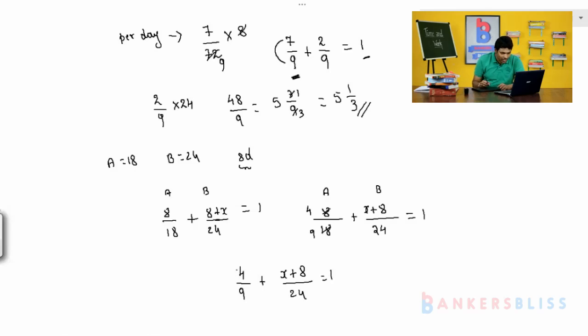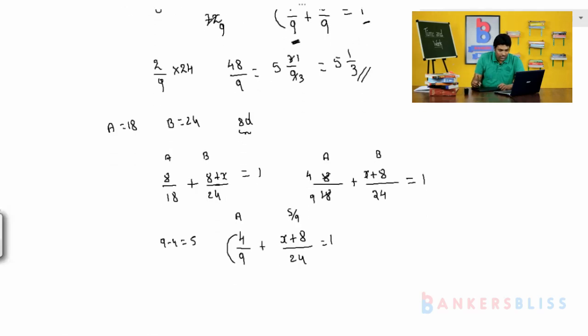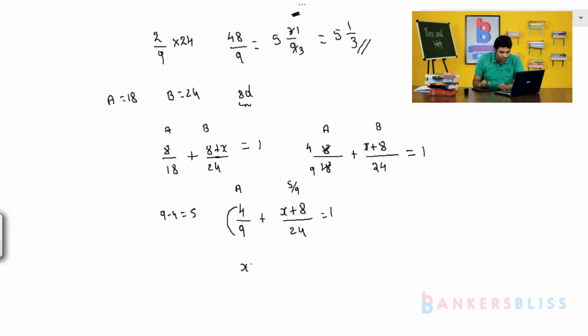See here, this is 4 by 9. What is the remaining work? See, A and B have done a 4 by 9 part of the work. So what is the remaining work? That is 5 by 9, since 9 minus 4 is equal to 5. So 5 by 9 of the work these people have to do. Therefore, very simple, (x plus 8) by 24 is equal to 5 by 9.